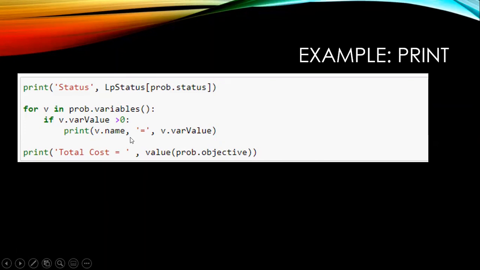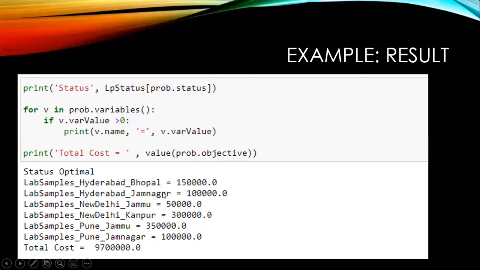So this is the code for printing the result, and the result is as follows. This is the solution to a transportation problem using Python code. Thank you very much.